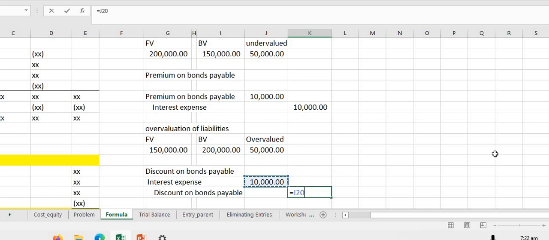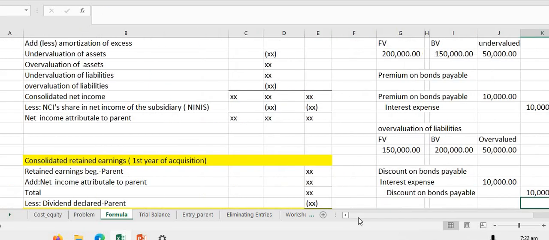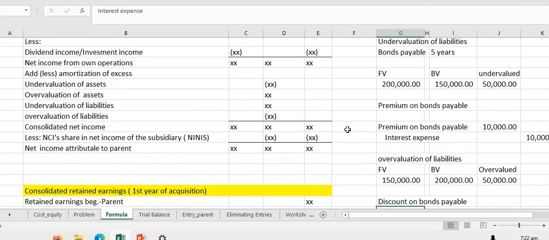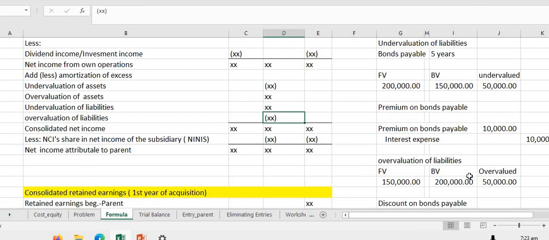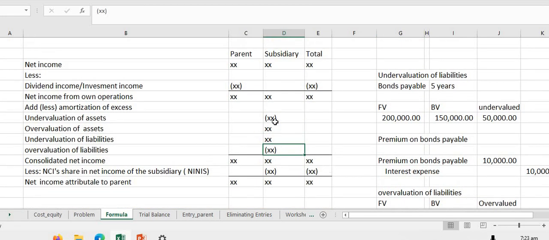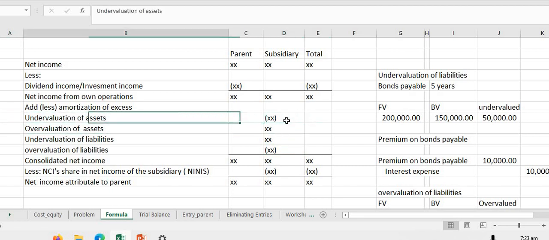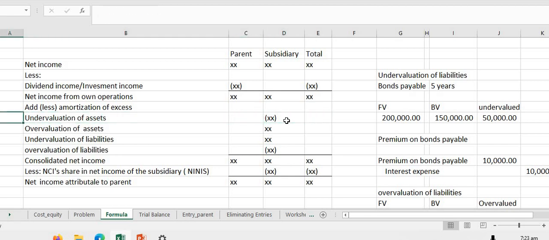So, ano yung effect ng pag-amortize natin? So, it will increase our interest expense. No? So, if mag-increase yung interest expense, it will decrease the net income reported by the subsidiary. Okay? So, therefore, if there is any undervaluation of our assets, i-deduct natin sa net income. Pag overvaluation of assets, i-add. Undervaluation of liabilities, i-add. And overvaluation of liabilities, i-deduct. Okay? To get our consolidated net income.